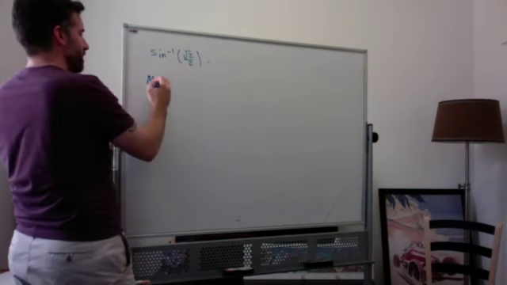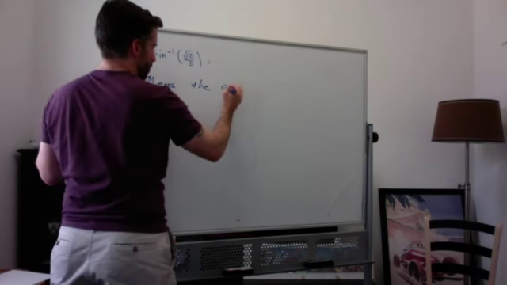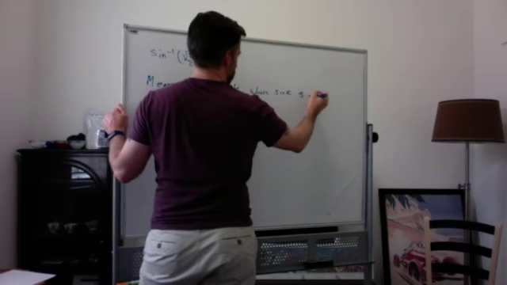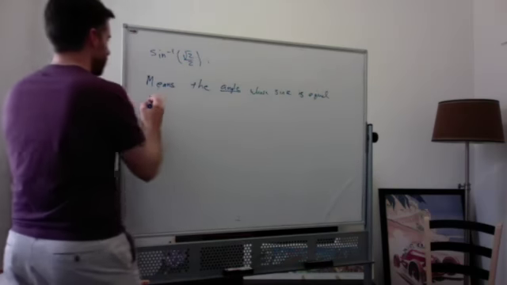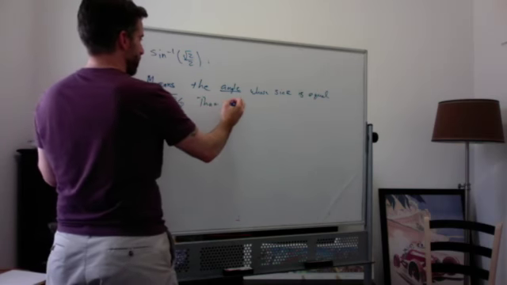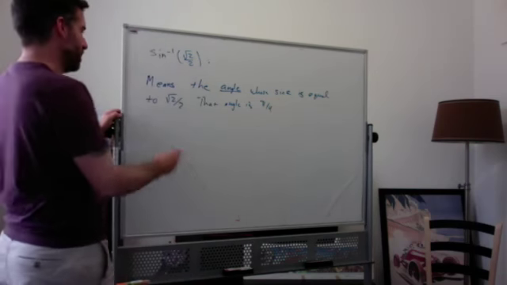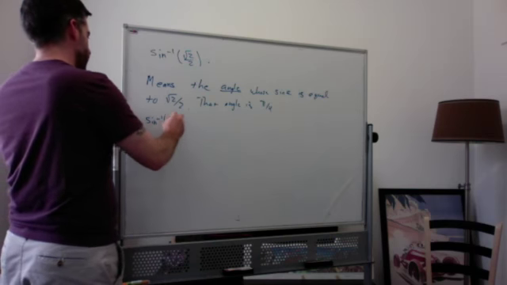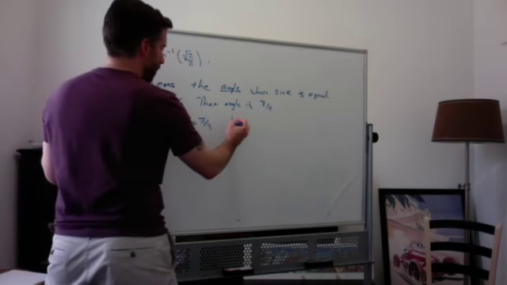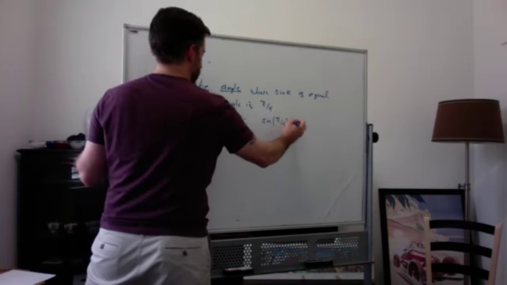What this means, it means the angle whose sine is equal to root 2 over 2. That angle is pi over 4. So we could say that inverse sine of root 2 over 2 equals pi over 4. And that'd be enough. I'm going to throw in a because sine of pi over 4 equals root 2 over 2.